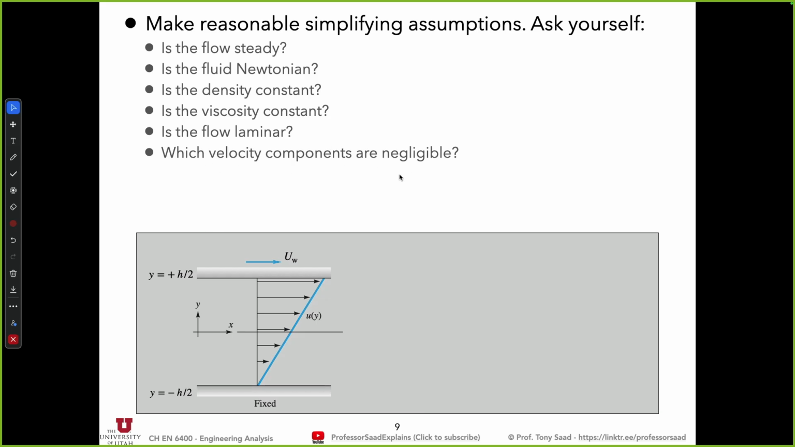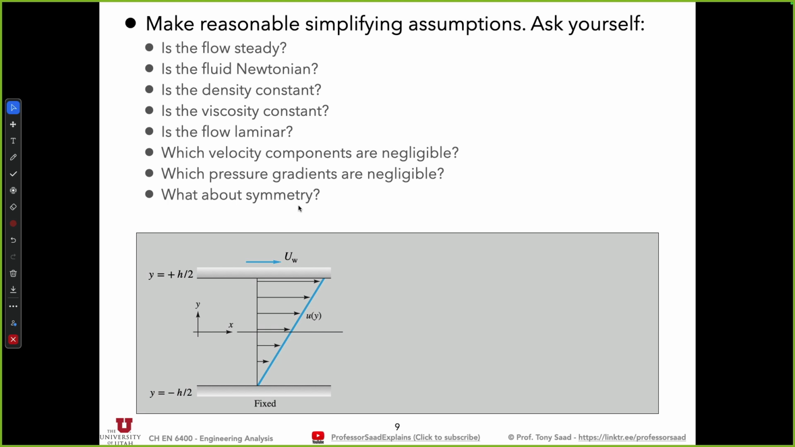Which velocity components are negligible? In this case, I said the flow is unidirectional, so only the axial velocity component is non-zero. So u, the x component of velocity, is non-zero. v and w are going to be zero. Which pressure gradients are negligible? All of them are negligible. There are no pressure gradients anywhere in the flow.